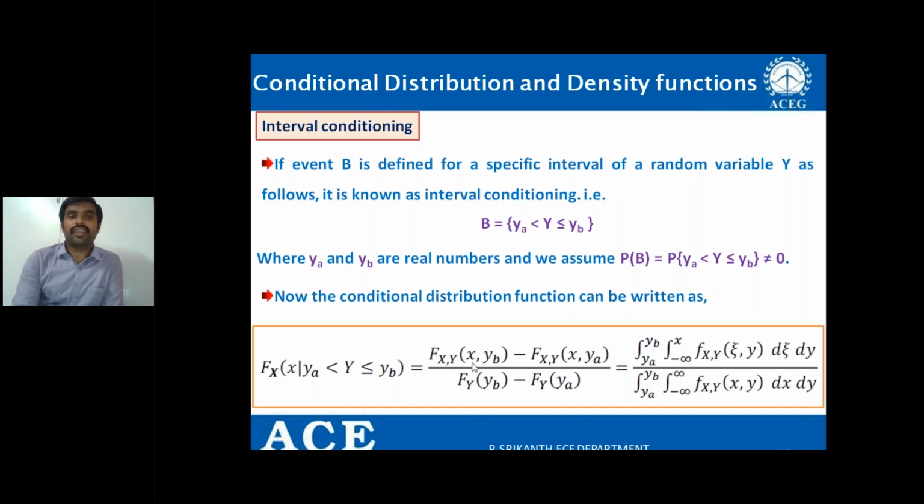F_{X,Y}(x | y_a < Y ≤ y_b) = [F_{X,Y}(x, y_b) − F_{X,Y}(x, y_a)] / [F_Y(y_b) − F_Y(y_a)], right? Or I can also write this relation, from the property, as the integral from y_a to y_b, integral from minus infinity to x, of f_{X,Y}(η, y) dη dy, right?